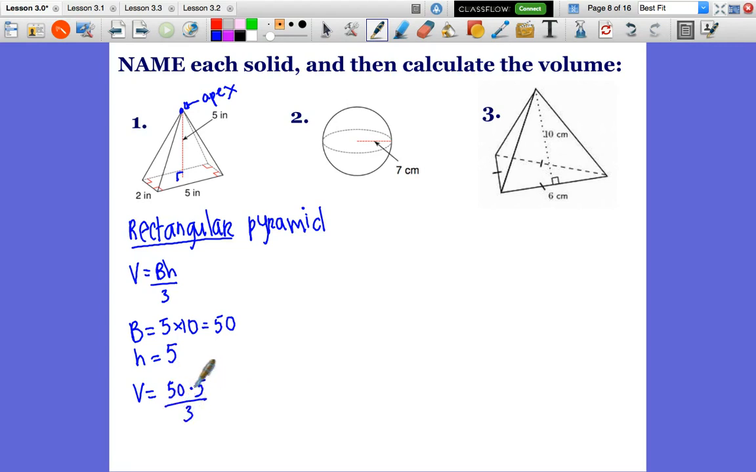So let's see, what is that? 50 times 5 divided by 3 gives me a nice decimal. Instead of rounding a decimal, let's just leave it exact, 250 thirds. And my units are inches, and now we're talking about 3D, so cubed.